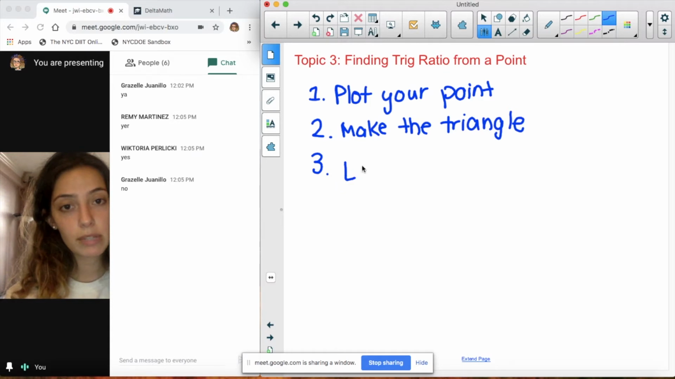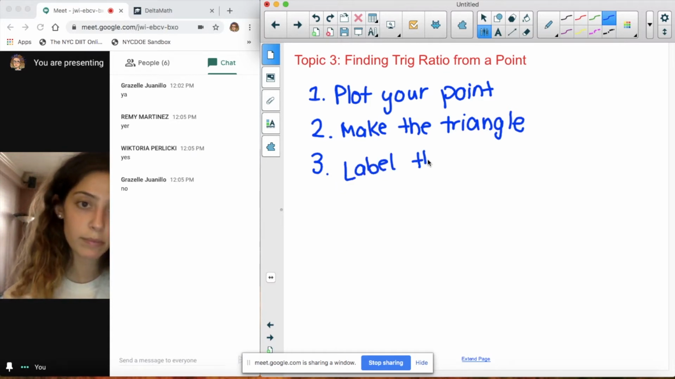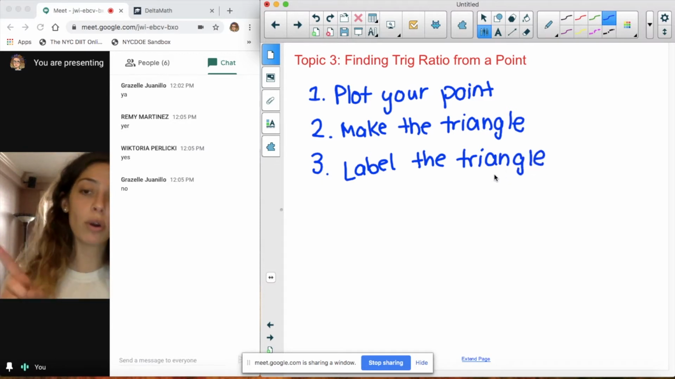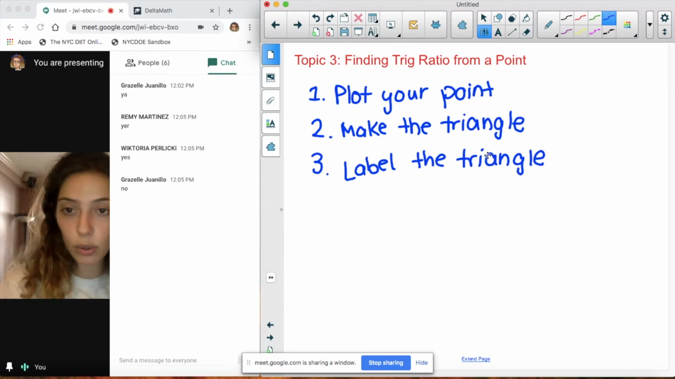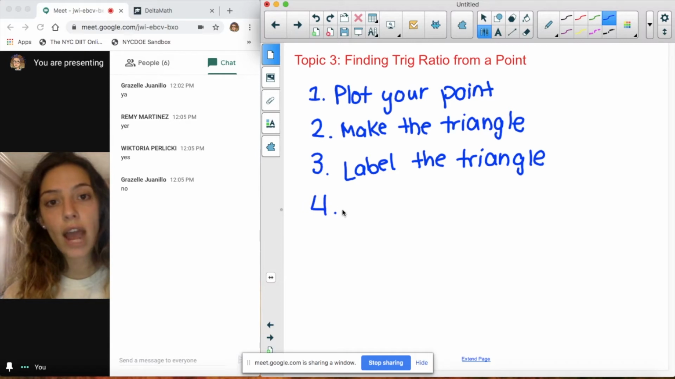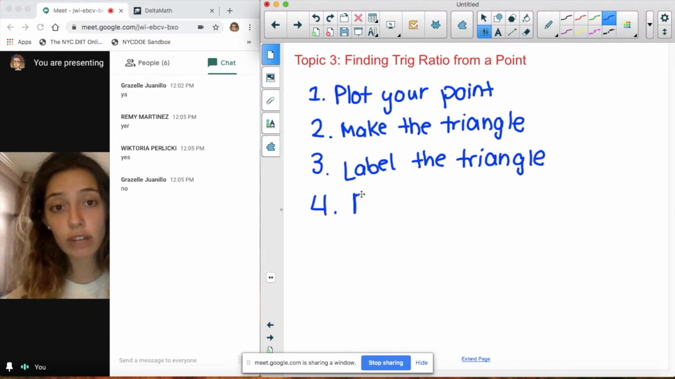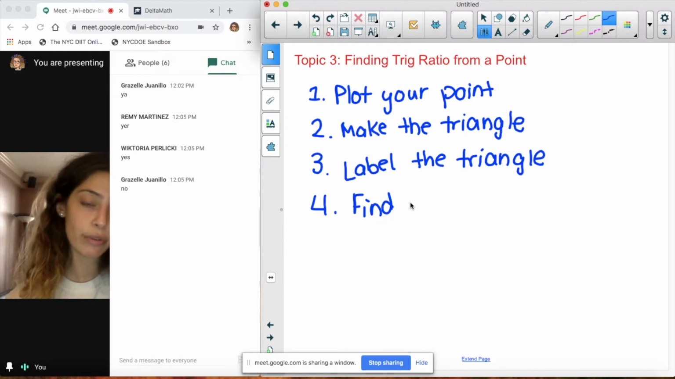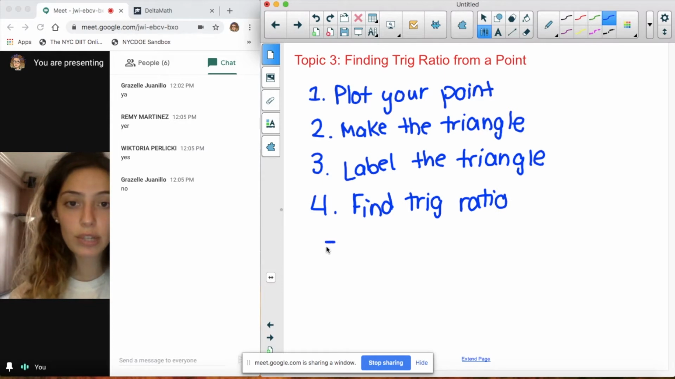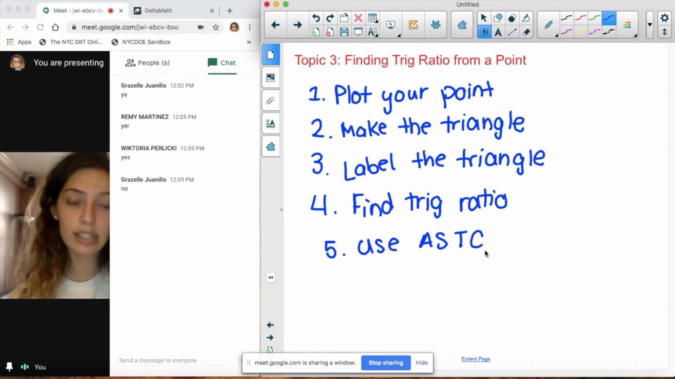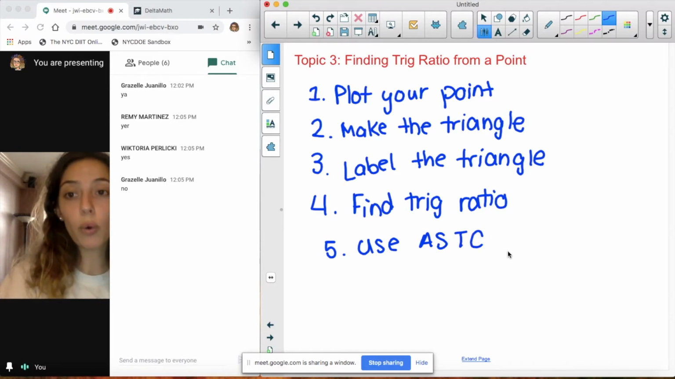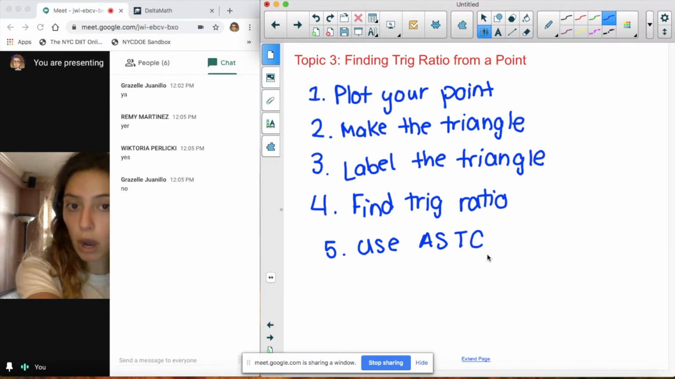Your third step would be to label the triangle. So to label the triangle, your horizontal distance is your x-coordinate, your vertical distance is your y-coordinate, and then lastly, you find the trig ratio they ask for. So find trig ratio, and you can't forget to use All Students Take Calculus to figure out if it's positive or negative. So we're going to do one question with this.